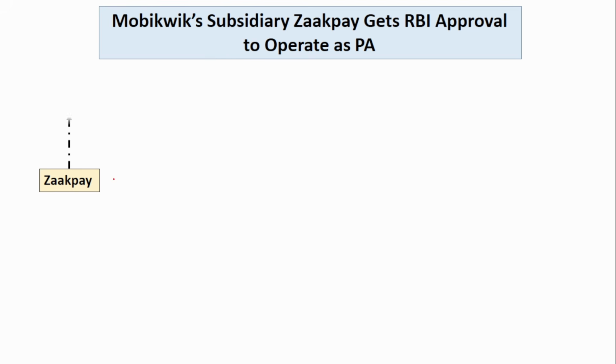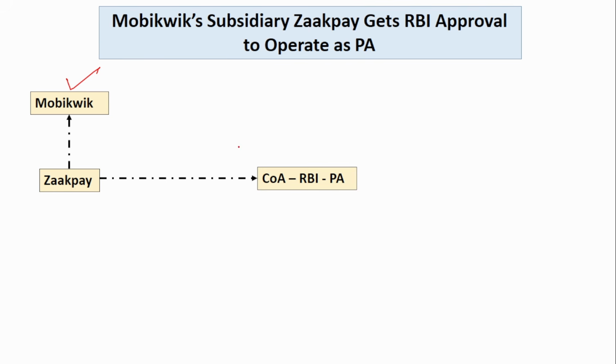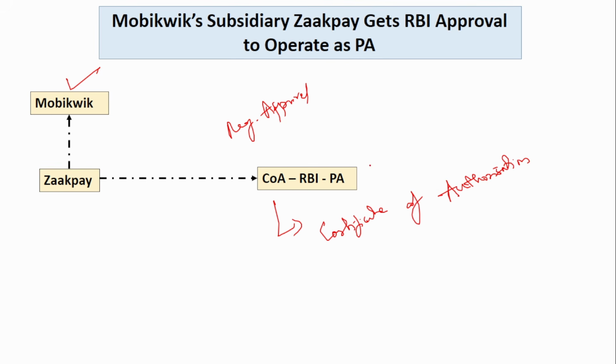Next is ZacPay. It is a subsidiary of MobiKwik. MobiKwik subsidiary ZacPay has received the final regulatory approval, that is COA, which is nothing but Certificate of Authorization from RBI to operate as a payment aggregator.